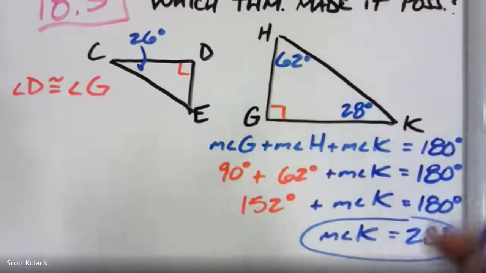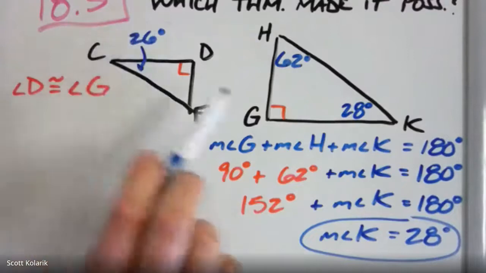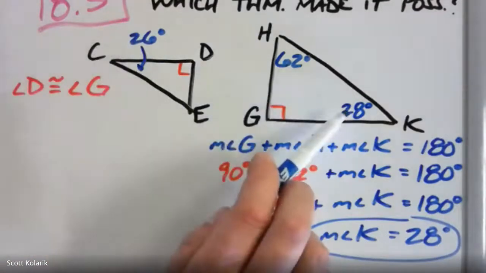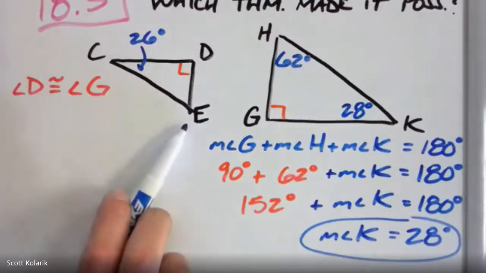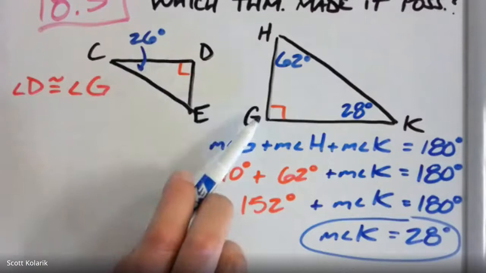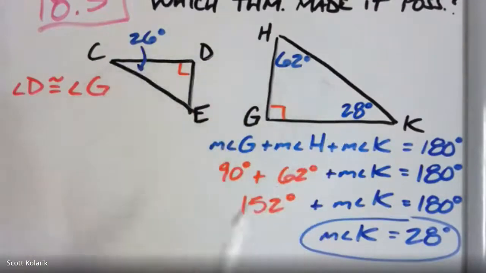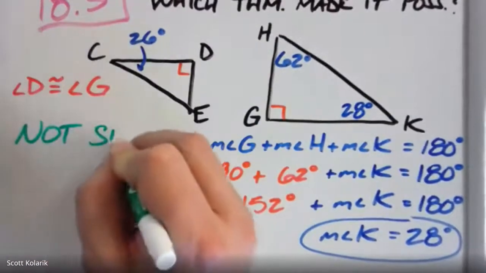Why did that matter? Because now referring back to this problem, this 26 degrees now does not match either of those two. I don't even have to bother with solving for angle E at this point. I have one pair of congruent angles, but I do not have a second pair of congruent angles. So my conclusion in this problem would be that these two triangles are not similar.